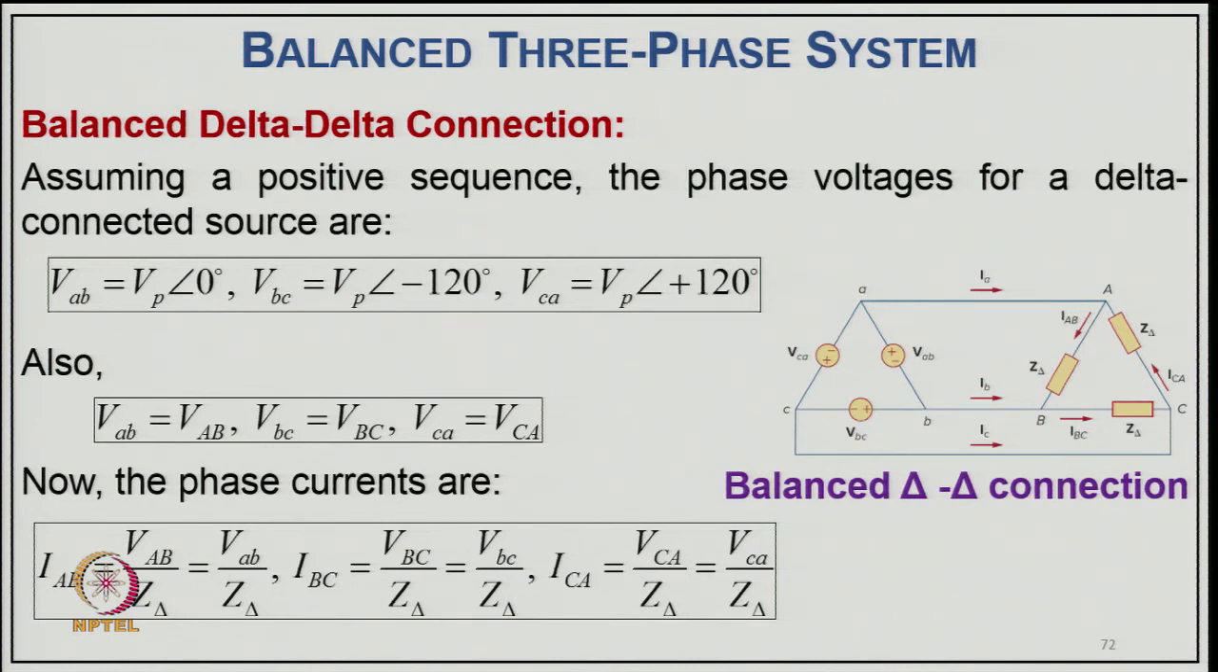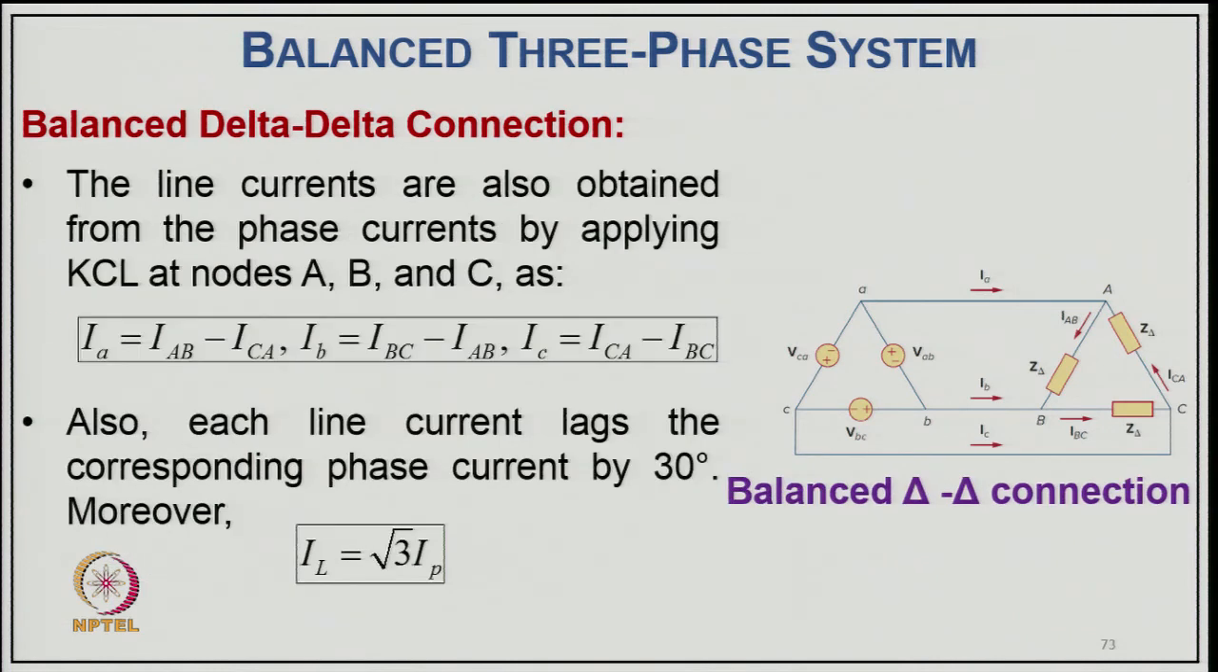So, also Vab equal to Vab, load voltage, and Vbc equal to Vbc, that is again source voltage equal to load voltage, and Vca is the line voltage equal to VCA. Now, the phase currents are Iab equal to Vab upon Z delta, Ibc equal to Vbc by Z delta, and Ica equal to Vca upon Z delta, that is source voltage Vca upon Z delta.